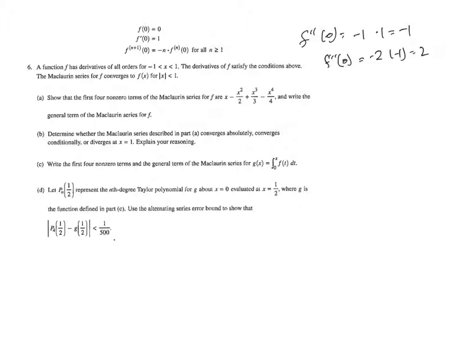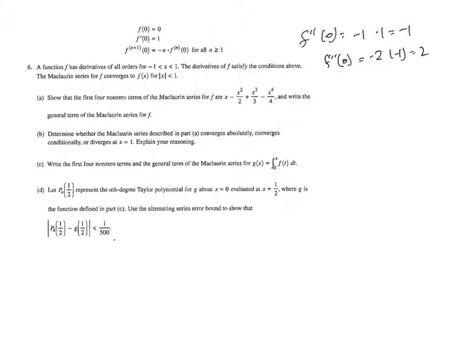The next one, determine whether the Maclaurin series described in part A converges absolutely or conditionally or diverges at 1. Explain your reasoning. Again, go through on that one. Once you get this set up, you're able to see a pattern that you can use to write it as a summation in summation notation, and then you take that and look at what they're giving you and determine whether or not that series is going to converge absolutely or conditionally or diverge.